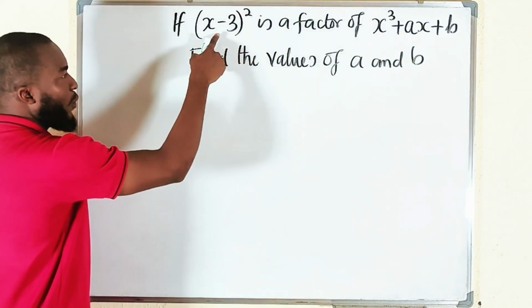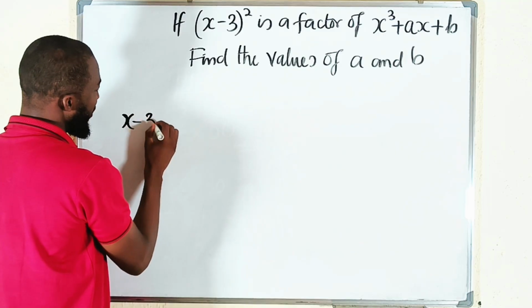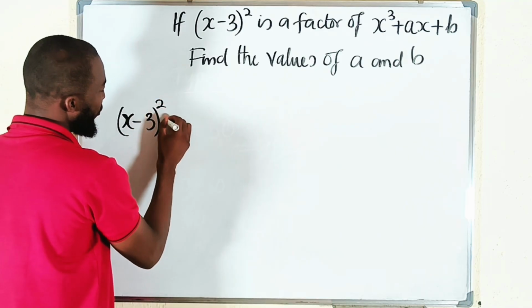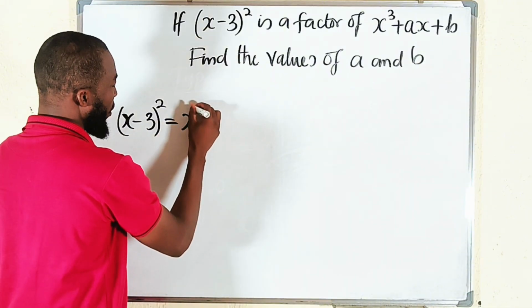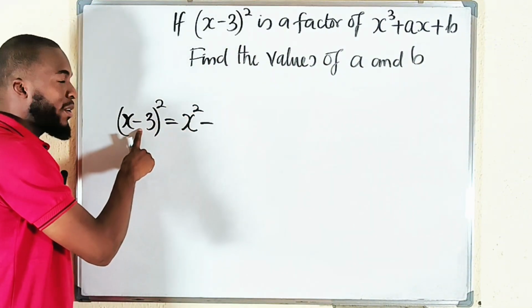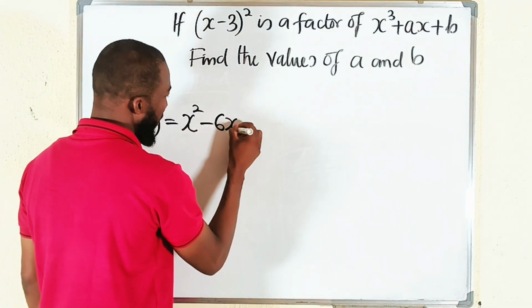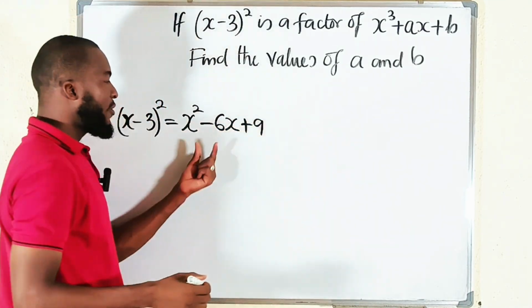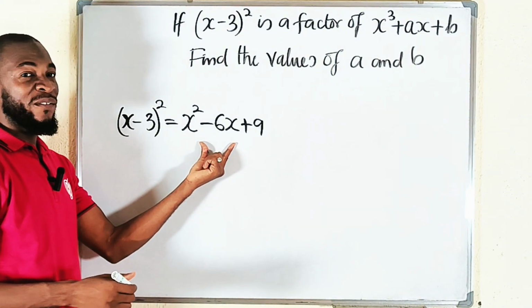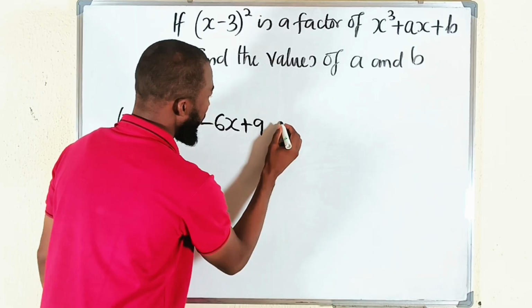So let's expand this. What is the expansion of this? If you take x minus 3 and raise it to the power of 2, this is equal to the first term squared, x squared, minus, because of this minus, 2 times x times 3, which is 6x. Then negative 3 squared will give us 9. So this is what we are going to use as the divisor.